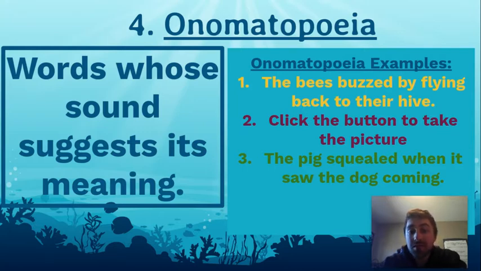Onomatopoeia is words whose sound suggest its meaning. So, for example, the bee buzzed by flying back to their hive. Click the button to take the picture. And the pig squealed when it saw the dog coming. So one of the things that you have is that with these sounds, they can be emphasized as well. It can be ouch. It can be saying anything where you're trying to imitate what that sound sounds like in word form.